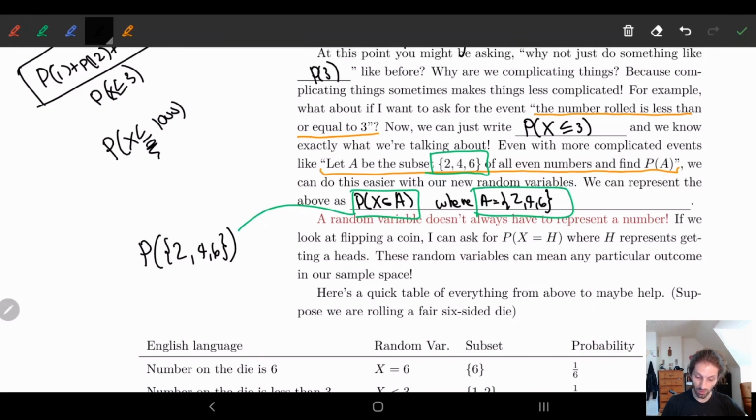If we're looking at a coin flip, we could have that x is equal to heads, so we represent it as x is equal to H. We ask, when is x equal to H? I think at this point you're starting to understand where this is coming from. I promise it's going to be super weird in the beginning.